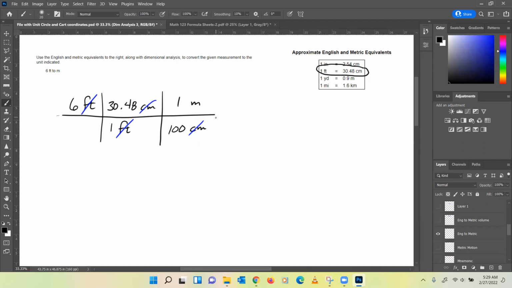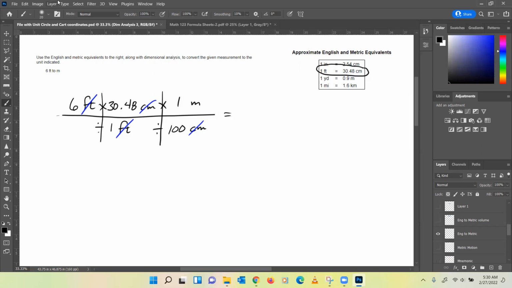Now, sometimes we will have units in the denominator that we want as well, and I'll do one of those in a minute. So right now I need 6 times 30.48. Remember, I multiply by all of the numbers in the top, and I divide by the numbers in the bottom. So 6 times 30.48 divided by 100.